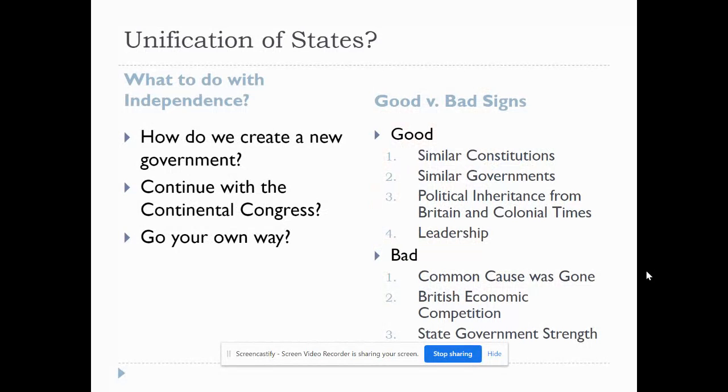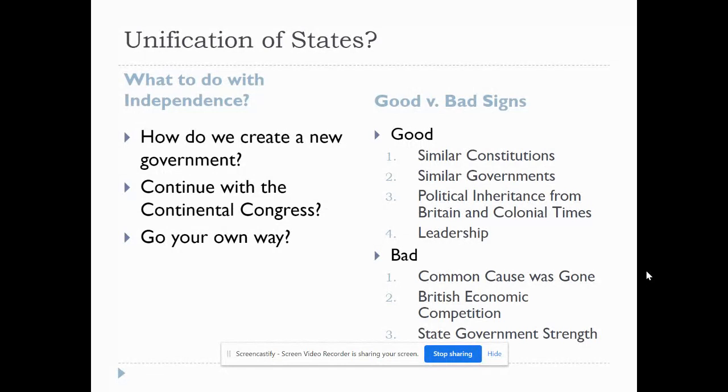Now, of course, the question then comes is, are we unified as a country? Yes, we declared independence as a group, but does that mean we're going to stick together afterwards? There are people that believe when the British are thrown out that there are 13 separate and independent states, countries, if you will. So what do we do with independence? How do we create a new government? Do we continue with the Continental Congress, or do we go our own way?